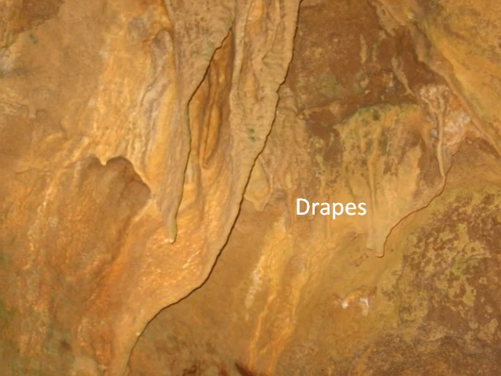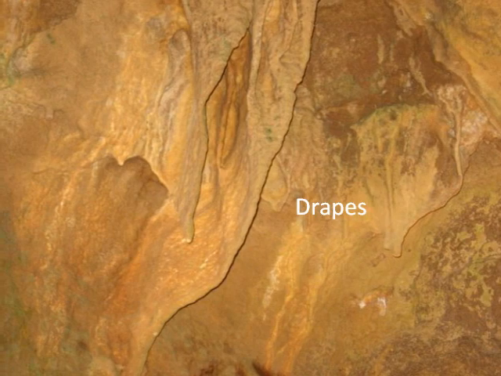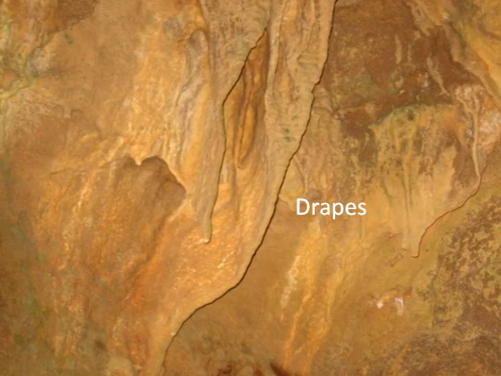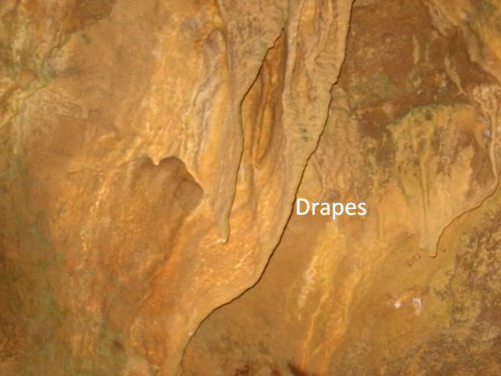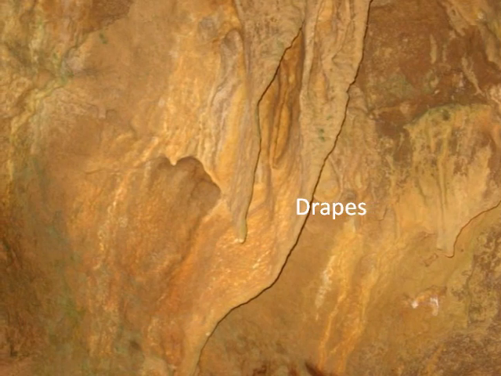These are a formation called drapes. They form when a stalactite forms close to the wall and eventually fuses with all the water that drips down it and creates this neat formation.